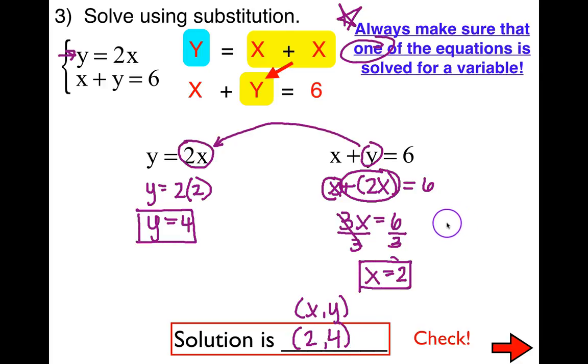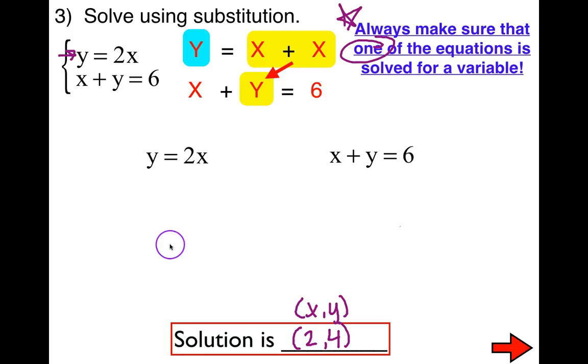But last but not least, we need to make sure we check our work to see if the solution really does work. Okay, so let's check our work. Here, y equals 4, so I'm going to put 4 equals 2 times x. x is 2. So 4 equals 2 times 2, which is 4. This checks out.